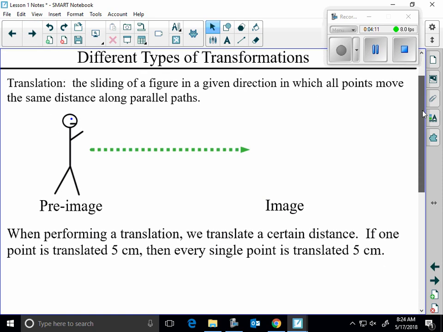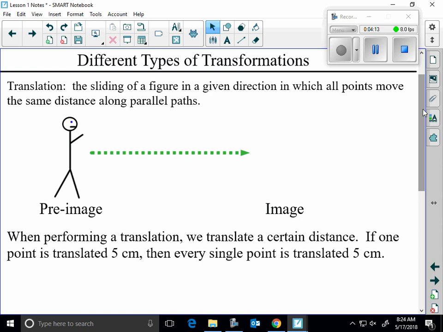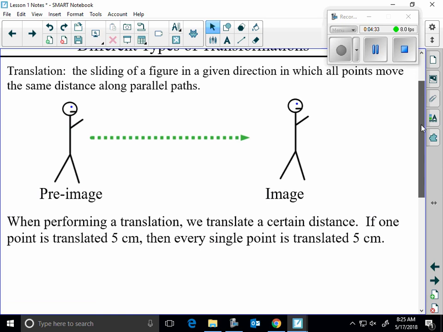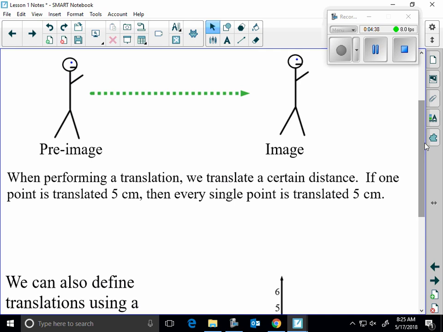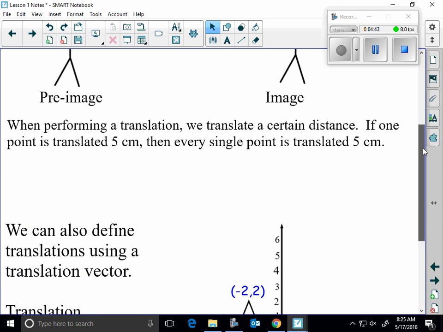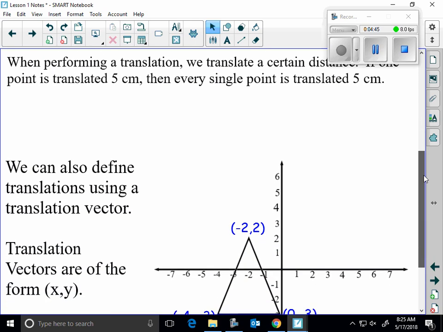The first one is called a translation. So here's Hans. Hi. Hans is really good at airwalking. Hi. The image of Hans. Very good. Thanks, Hans. That was impressive. Nice work. When performing a translation, we translate a certain distance. If one point is translated 5 centimeters, then every single point is translated 5 centimeters.